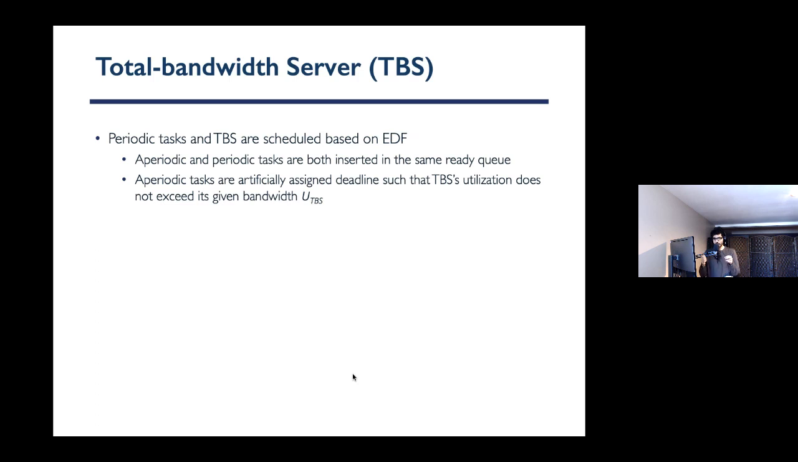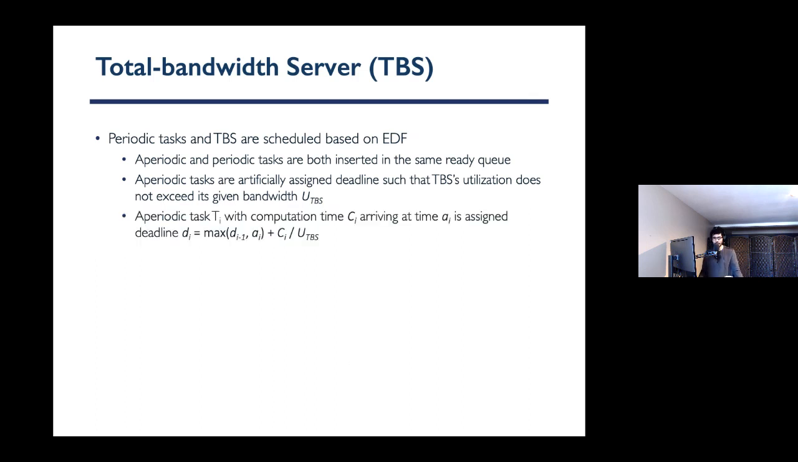But the way you assign deadlines to them will set their utilization, because utilization, if you remember, was execution time divided by period, which in the EDF case is basically your deadline, right? Now, the further your deadline is, the lower your utilization is, right? Because the deadline is in the denominator. So the idea with total bandwidth server is to set the highest possible deadline for our aperiodic tasks such that we don't overload the system.